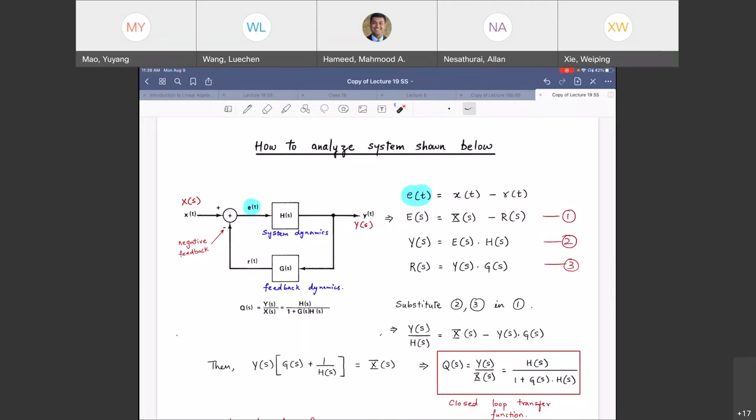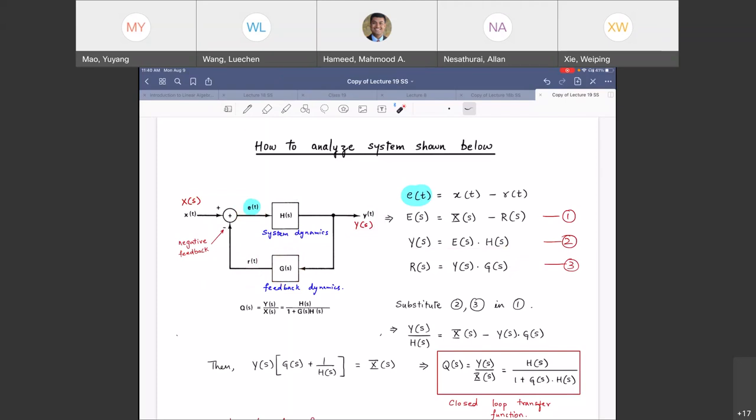How about on the output side? On the output side, Y of S is going to be E of S multiplied by H of S. So that's right there. Multiplication in the S domain, convolution in the time domain. Next, what is R of S? Well, R of S, the Laplace transform of R of T, is simply going to be Y of S multiplied by G of S, which is right here. You guys agree with equations 1, 2, 3?